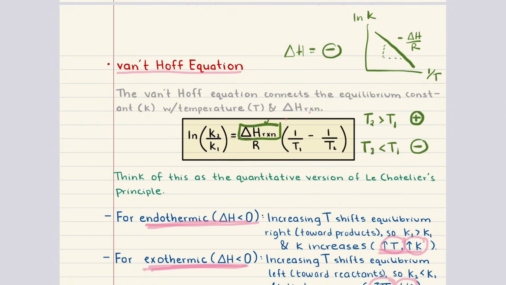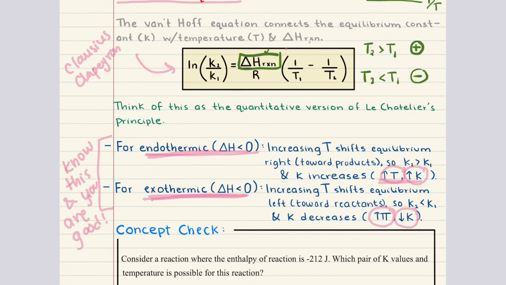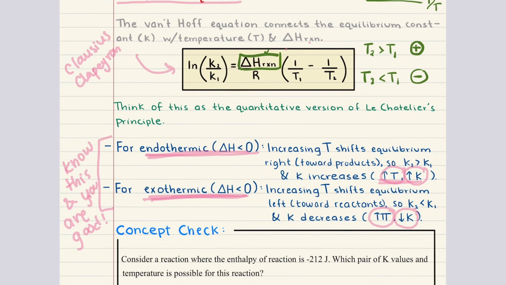And here's a really cool connection. The Clausius-Clapeyron equation that we use for vapor pressure is actually a special case of the Van't Hoff equation. In that case, delta H is the enthalpy of vaporization, and K is directly related to the vapor pressure. This is why plotting the natural log of vapor pressure versus 1 over temperature gives us a line with slope equal to negative delta H vaporization over R. Let's go ahead and apply this to a practice problem.